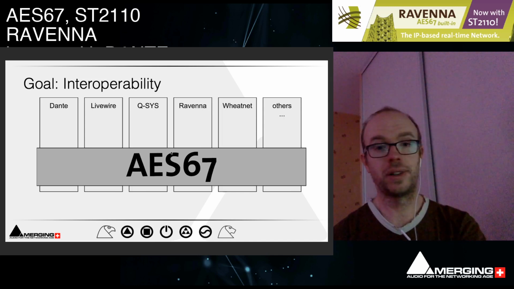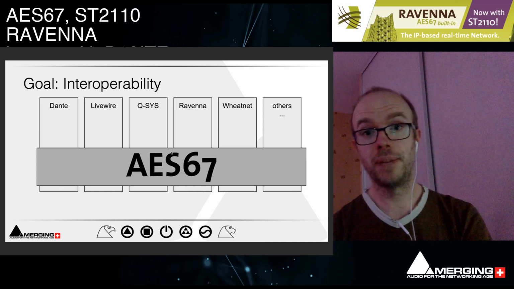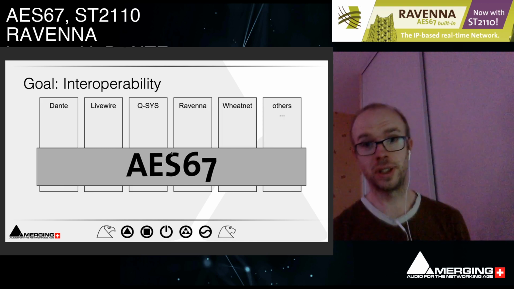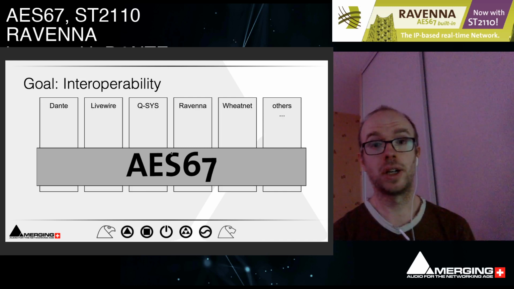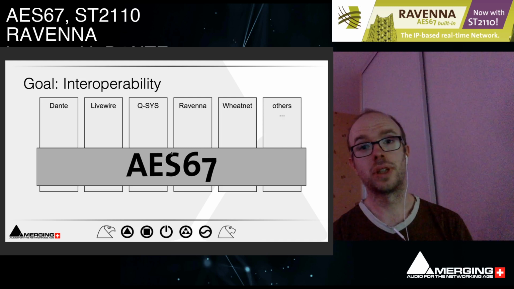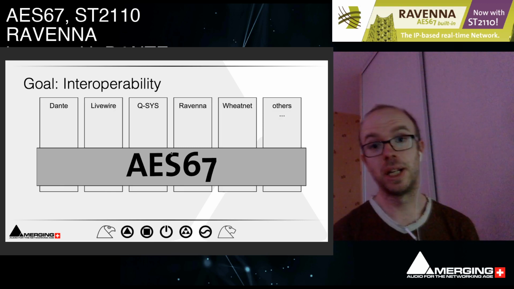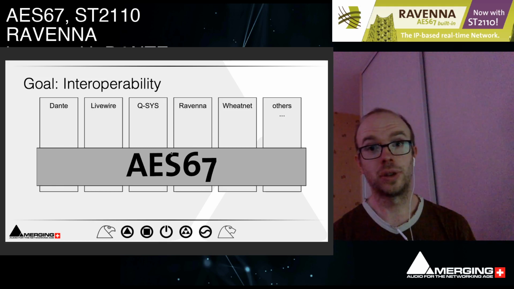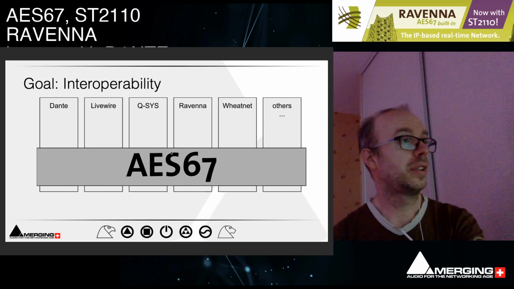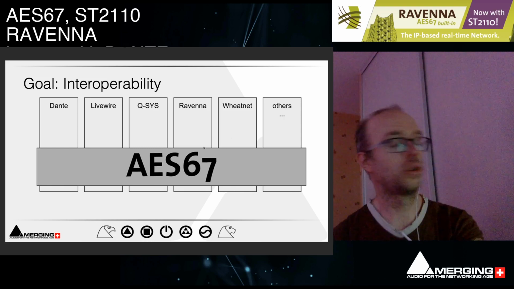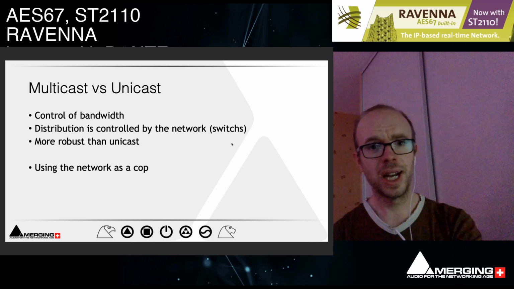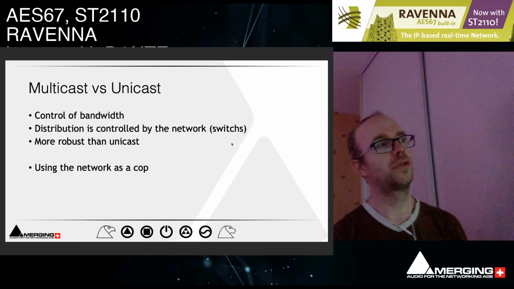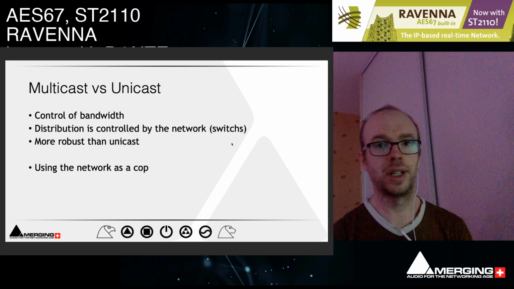So the goal of AES67 was interoperability, and the idea is always the same. You run a live event, and your live event is using Dante, for instance, and someone is coming to do a capture of your event, but it's using a Ravenna system. What do you do to exchange streams between the Ravenna and the Dante ecosystems? Well, you're using AES67 actually. So this is true for most of the different audio over IP systems. And on top of that, AES67 is built with the view of having the most robust and the most interoperable systems.